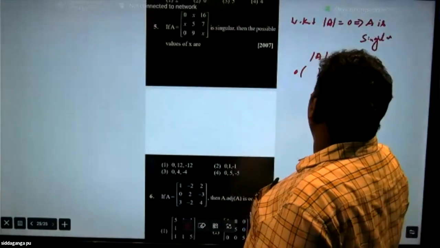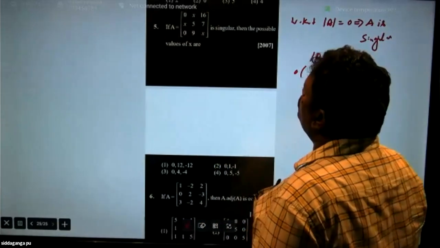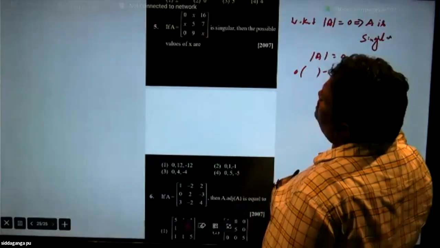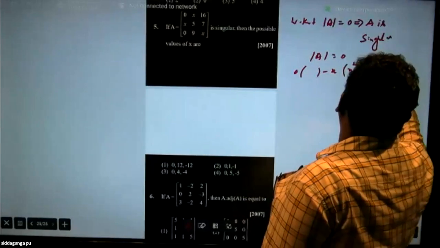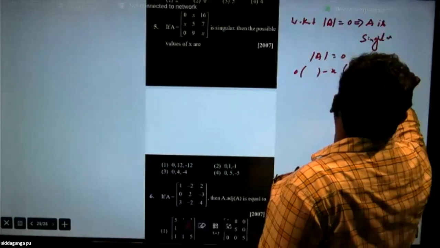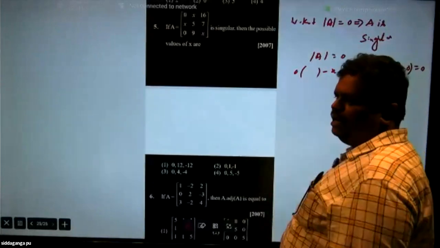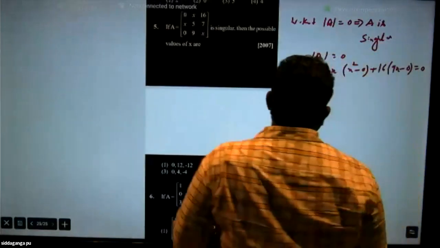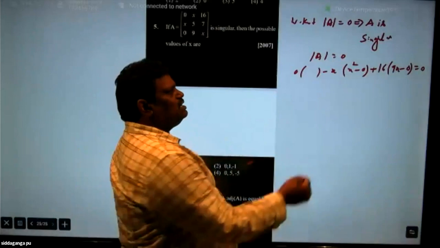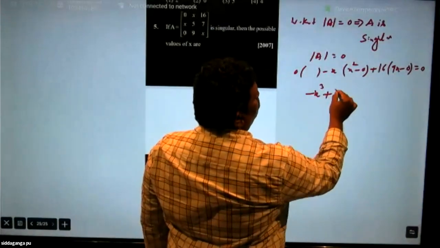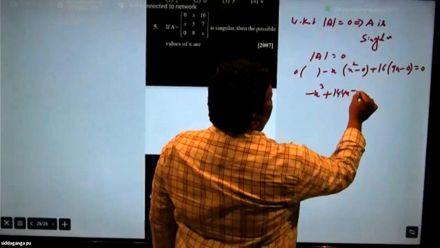So first we will leave it. In my bracket, minus x into this value, x square minus 0, plus 16 into 9x minus 0, equal to 0. Here what happens, Sima? Minus x square there, here minus x and x square. That's why these two we are multiplying, it means minus x cube plus 144x equal to 0.